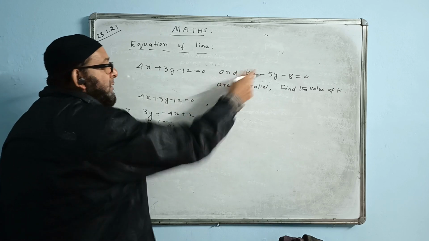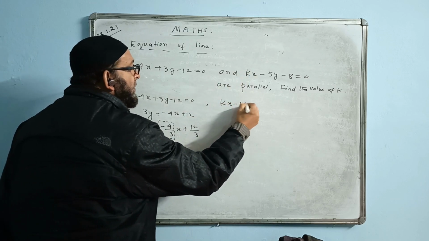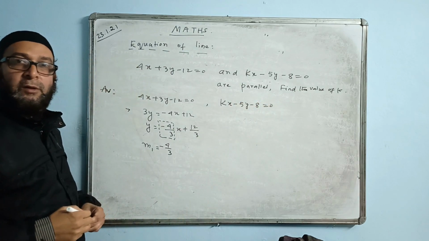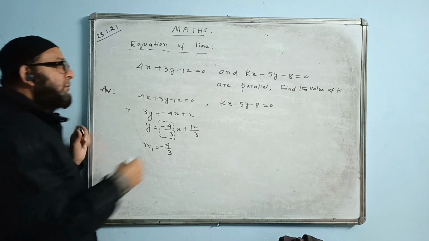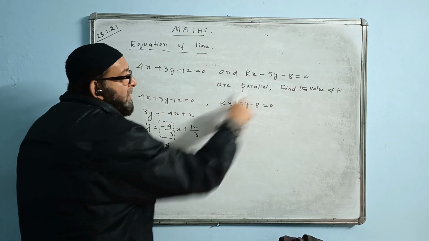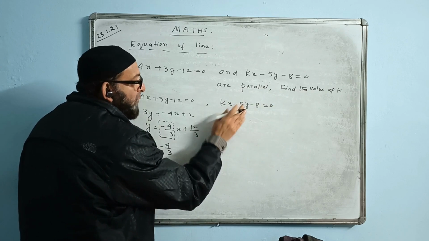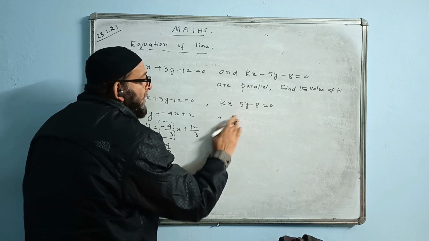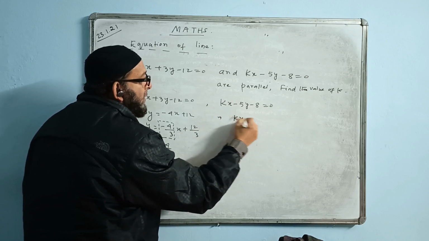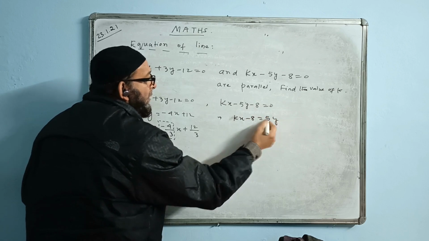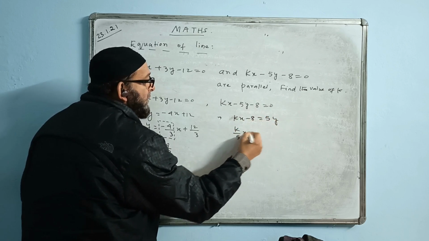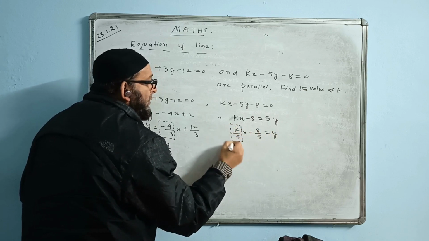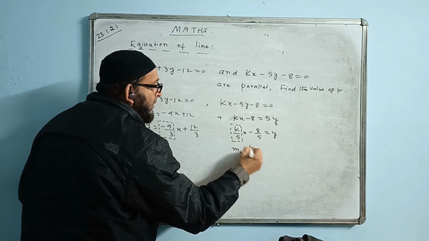Similarly, I take another line, that is kx minus 5y minus 8 equal to 0. There also I make y the subject of the formula. How to make it? -5y, send to the other side in order to make it positive. If you keep it on the left side, it remains negative. So send it to the other side. That means you will write here kx minus 8 is equal to 5y. With 5 we will divide. K by 5x minus 8 by 5 is the value of y. This is the value of the second slope. That is, m2 value is coming k upon 5.